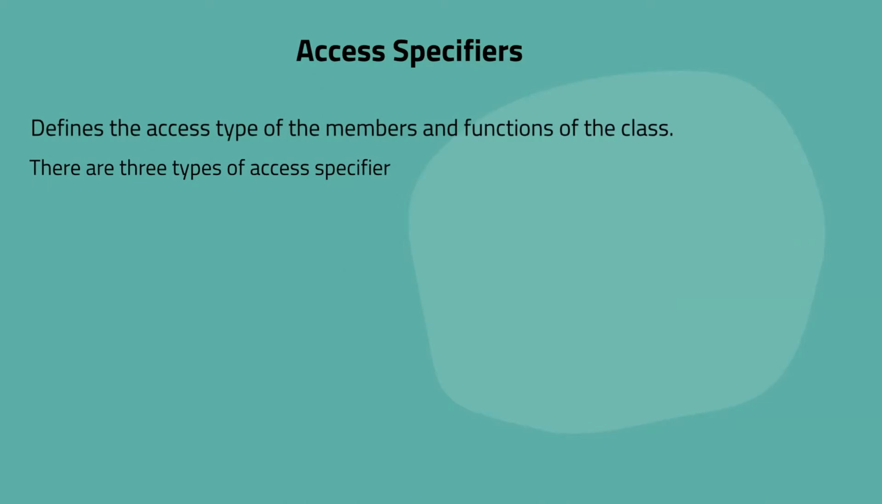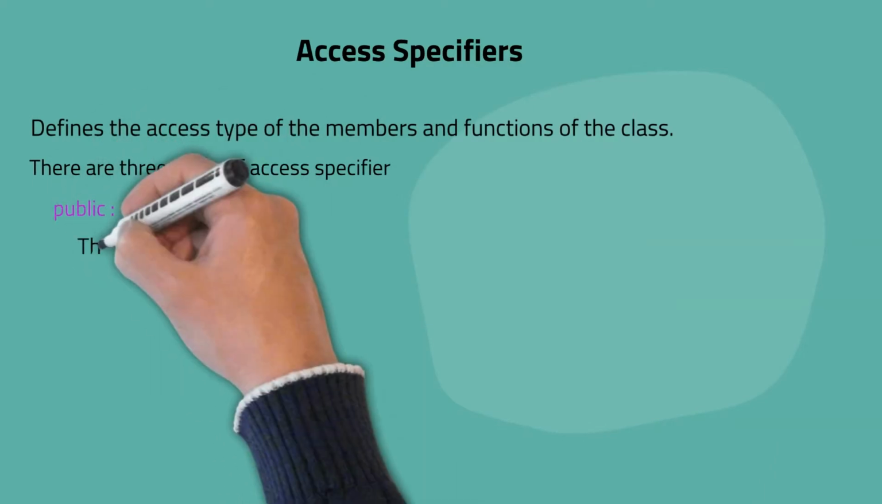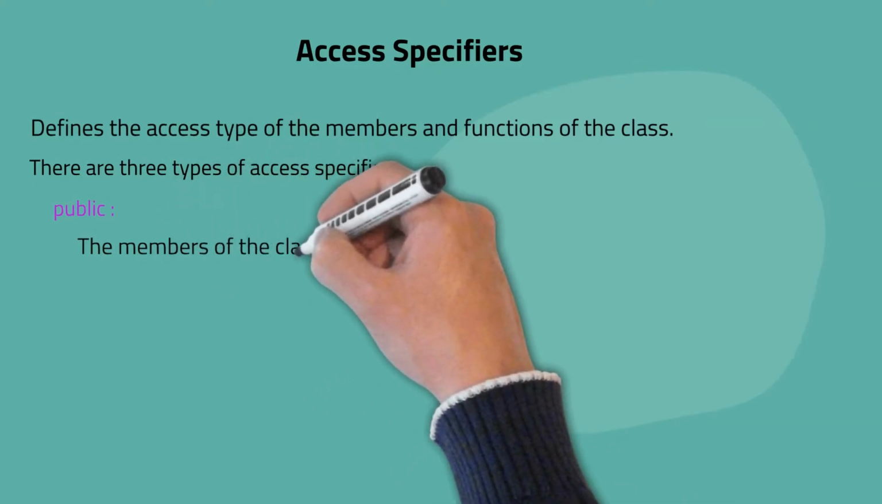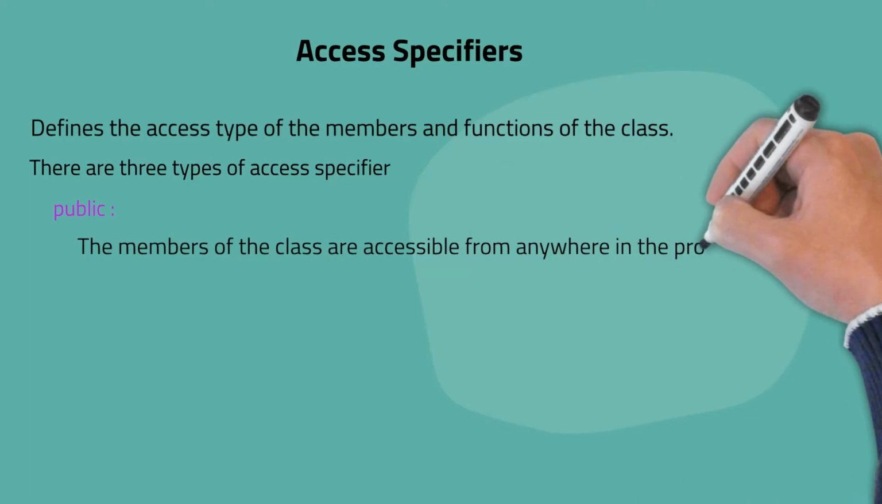There are three types of access specifier in C++. First is the public. If the members of the class are declared as public, then they are accessible from anywhere in the program.